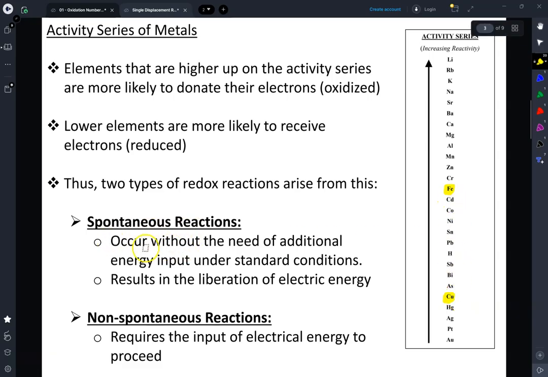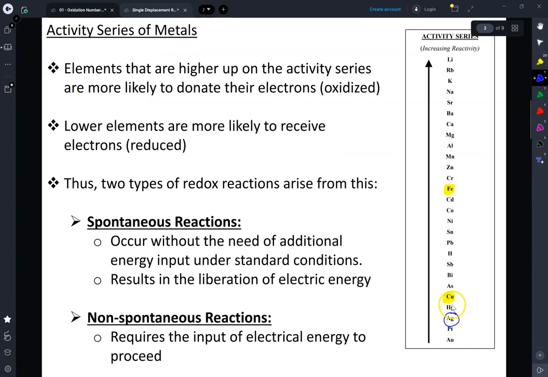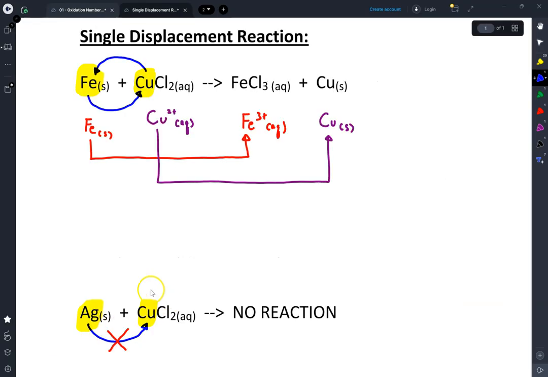That is to say, it occurs without the need of additional energy input under standard conditions. On the other hand, silver is lower than copper on the activity series, so the silver is unable to bump out the copper. We call this a non-spontaneous reaction because additional energy will be required to make this reaction occur under standard conditions.